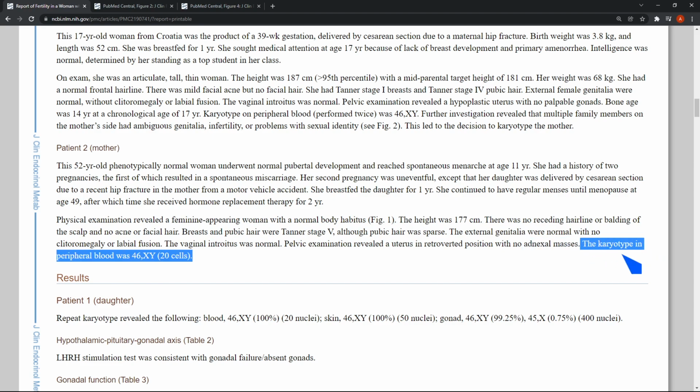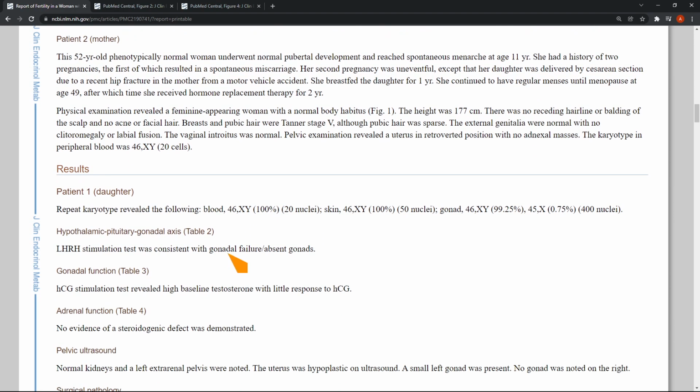The karyotype in peripheral blood was 46XY, and they tested this in 20 cells. So her blood is exclusively XY, and she's a completely typical woman. This would be completely unremarkable. Any physician looking at her would say, you are definitely a biological woman, whatever, but no one would bother to run the karyotype to see if she was XX, because why would you? She's totally normally functioning.